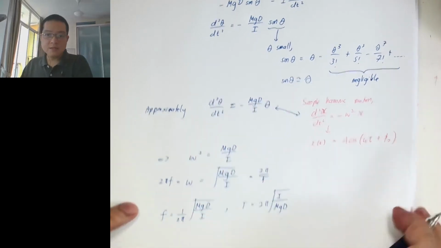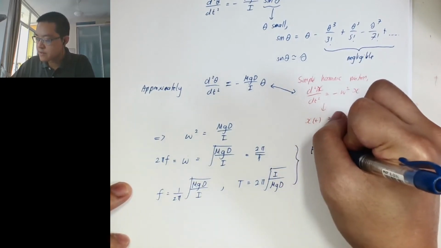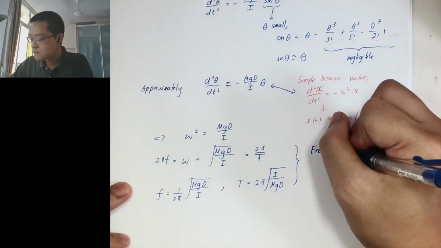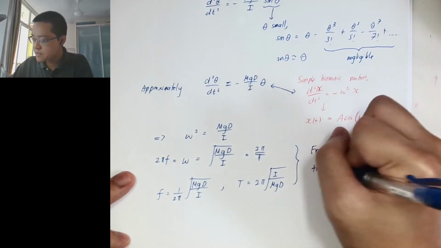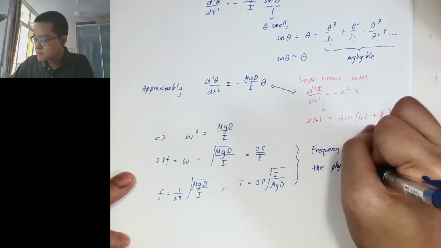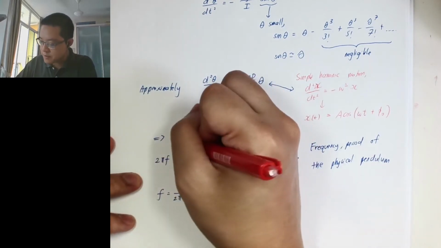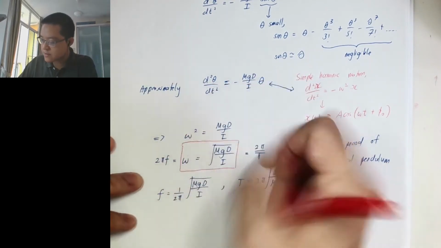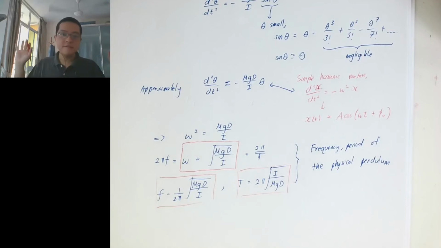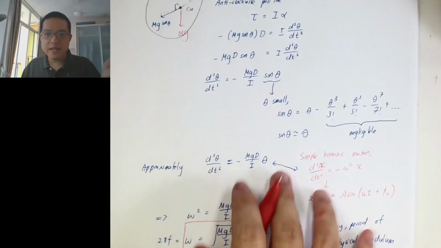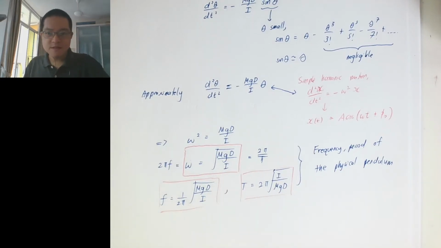Okay, so this is the frequency or period of the physical pendulum. I think if you just remember this, or just start with this, you can get all the other quantities already. Okay, so this is the physical pendulum. It looks difficult, but at the end of the day, after we calculate, you just get this formula. Okay, so is it clear so far?